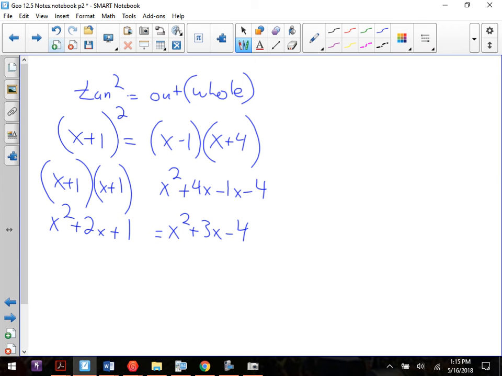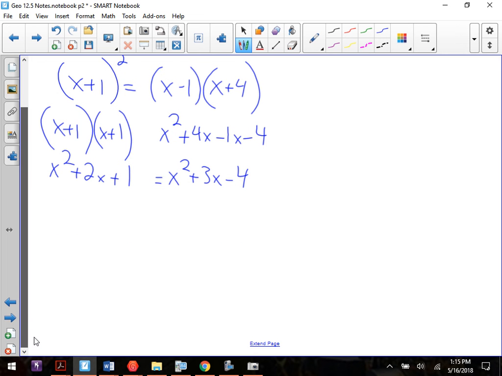And then things drop through. Give me a second, I've got to finish this. What happens to your x squareds? Yeah. And now it's a really, really easy problem. What do you get for x? 5. Yeah.